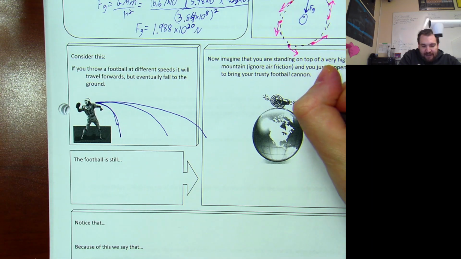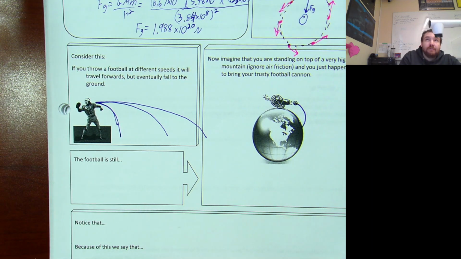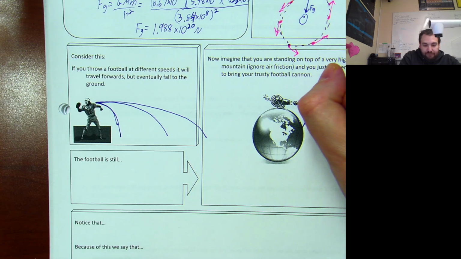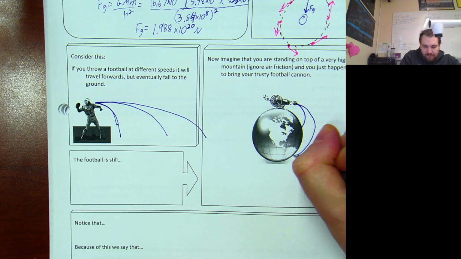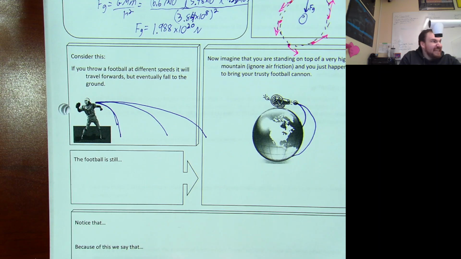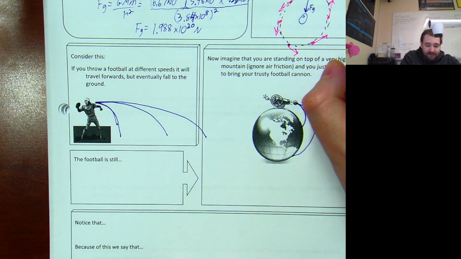So maybe that happens. You're starting to go around the Earth a little ways, like World War II artillery style here a little bit. What if I shoot it even further? Or even faster, rather? What if I shoot it even faster?